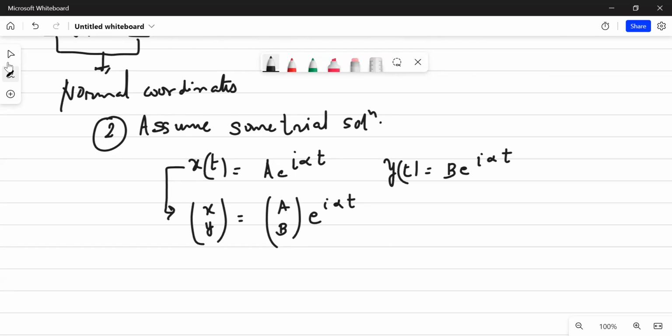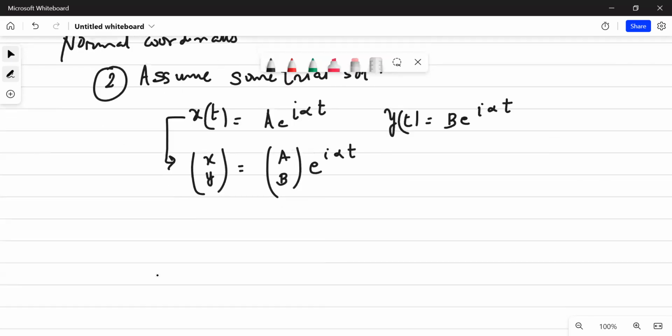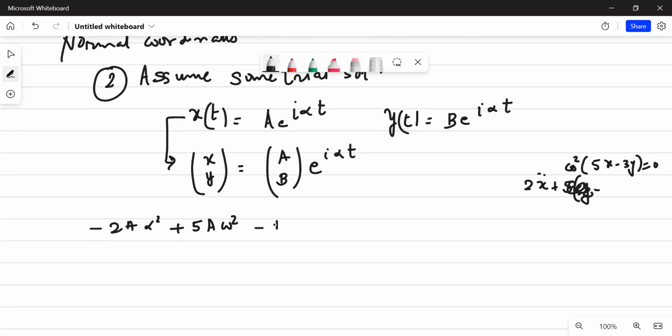Now, if I replace x as a function of t and y as a function of t in my differential equation, what will I get? The equation was 2x double dot plus omega square into (5x minus 3y). So if I replace the solution, I will get minus 2a alpha square, plus 5a omega square, minus 3b omega square, equal to 0. This is my equation number 1. And then equation number 2 gives minus 2b alpha square, plus 5b omega square, minus 3a omega square. Is that clear? So these are the two differential equations.